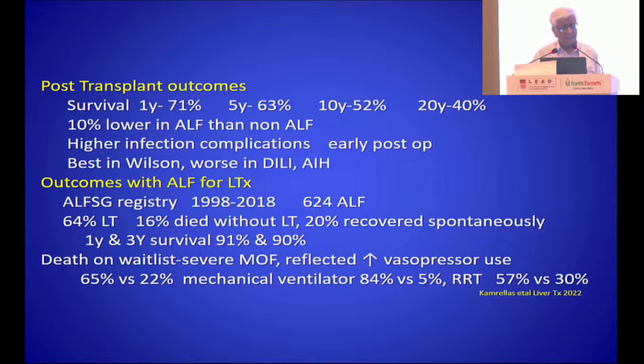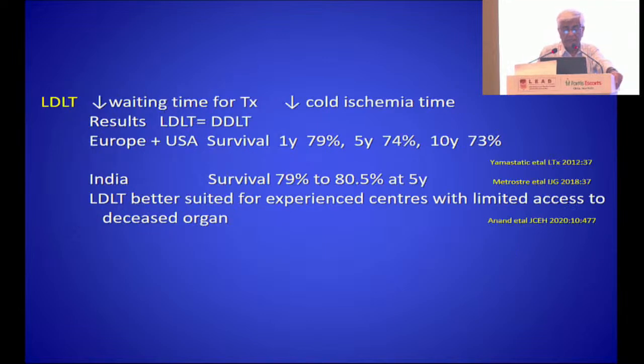But what happens when you transplant these patients in acute liver failure? The results are slightly less because of the emergent conditions. It's about 10% lower in acute liver failure as compared to other conditions. And these patients post-transplant tend to have a higher incidence of infections. So the outcomes from different studies have shown that you may be missing out some patients on transplant and some may die while the waiting list is being done.